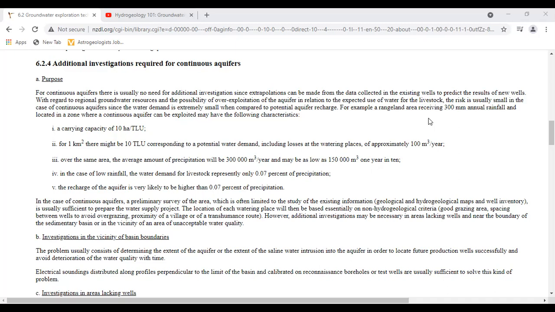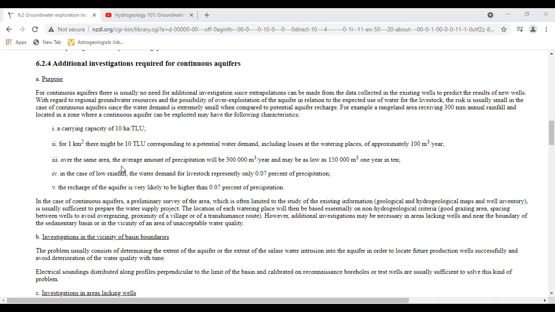For example, a rangeland area receiving 300 millimeters of annual rainfall and located in a zone where a continuous aquifer can be exploited may have the following characteristics. A carrying capacity of 10 hectares per TLU, so for 1 square kilometer there might be 10 TLU, corresponding to a potential water demand, including losses at the watering places, of approximately 100 cubic meters per year.